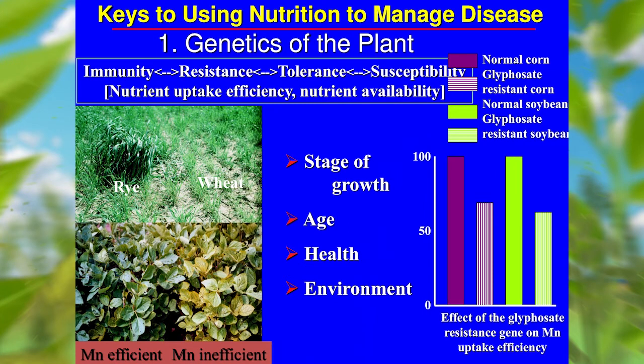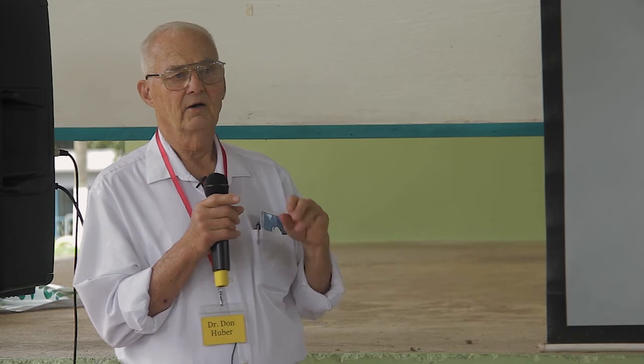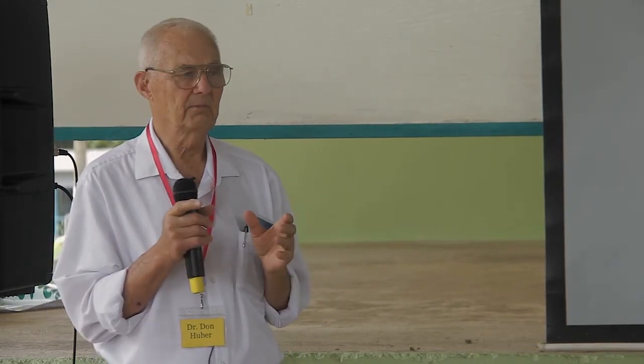If you look at the germplasm for all of our crops, we see a tremendous range in nutrient efficiency for the various nutrients. So if we really wanted to focus on full optimum crop production, there's a tremendous amount that we could do from a breeding program to have that efficiency built into the crop.